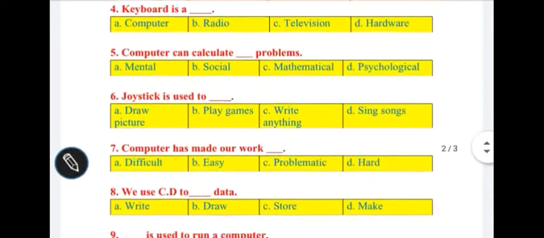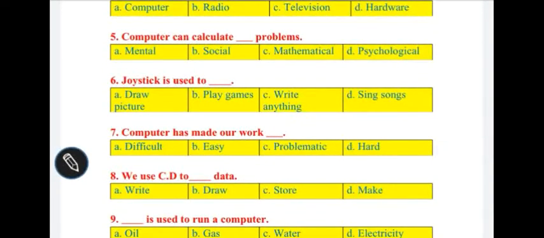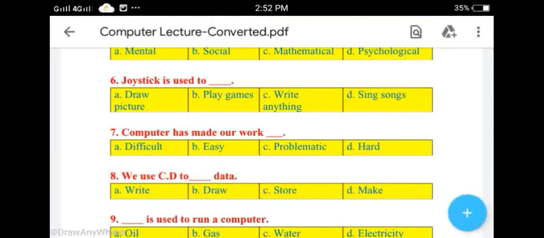Now let's read another question. Question number 6. Joystick is used to draw picture, play games, write anything, sing songs. This is a very easy question because when we play games in computer, we use joystick. So from this point of view, we can answer this question. Joystick is used to play games. So we can put tick mark on B.